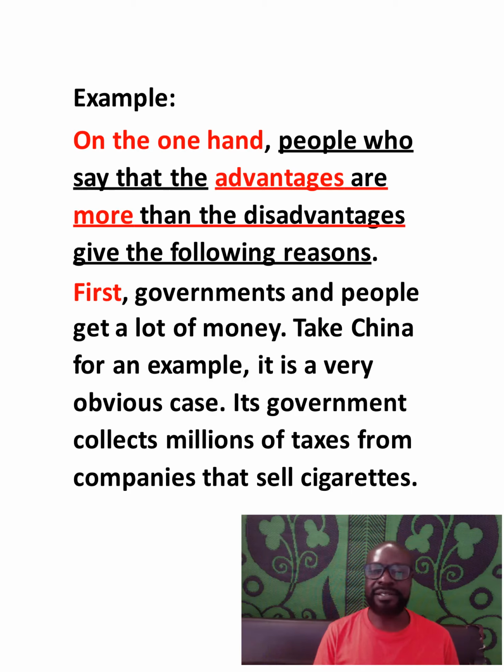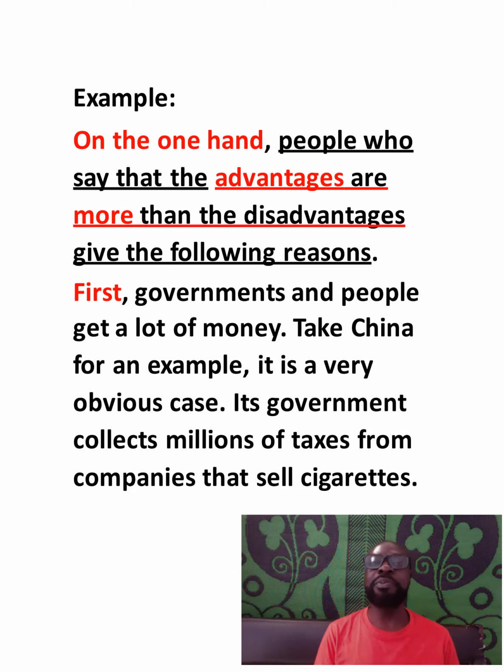First, a signpost to show that I'm giving the first advantage. Governments and people get a lot of money. That is the first point. How? Which governments? Which people? Which money? Take China, for example.